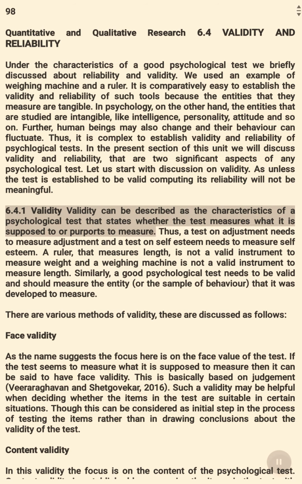6.4.1 Validity can be described as the characteristic of a psychological test that states whether the test measures what it is supposed to or purports to measure. Thus, a test on adjustment needs to measure adjustment and a test on self-esteem needs to measure self-esteem. A ruler, that measures length, is not a valid instrument to measure weight and a weighing machine is not a valid instrument to measure length. Similarly, a good psychological test needs to be valid and should measure the entity, or the sample of behavior, that it was developed to measure.